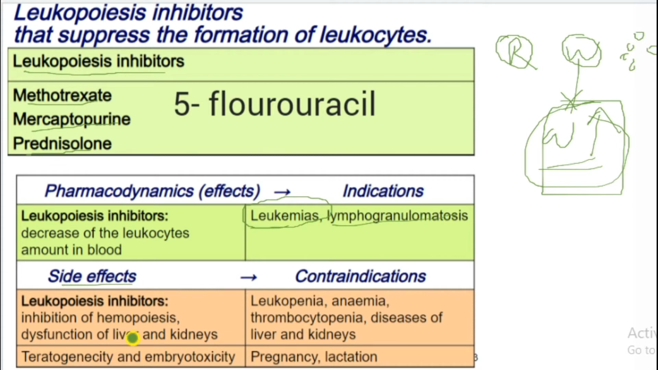And the side effects of leukopoiesis inhibitors are inhibition of hemopoiesis, dysfunction of liver and kidneys, teratogenicity, and embryotoxicity. The contraindications include leukopenia, anemia, thrombocytopenia, disease of liver and kidneys, pregnancy, and lactation. So we are going to the mechanism of how leukopoiesis inhibitors work.